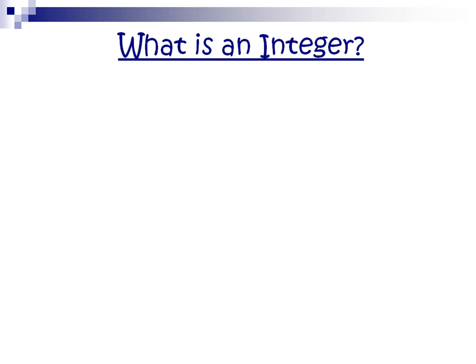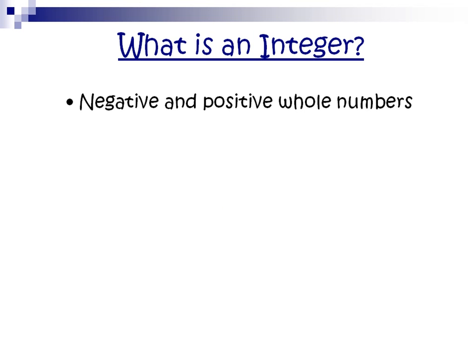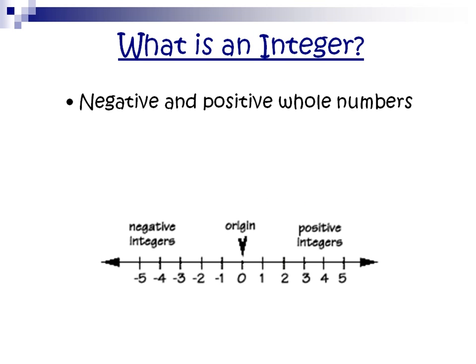Now, what is an integer? An integer is just negative and positive whole numbers. So for example, on this number line, all of these numbers are examples of integers. So you have -5, -4, -3, -2, -1, 0, all the way to the positive side of the integers.